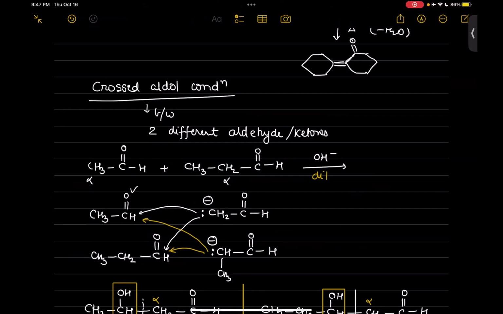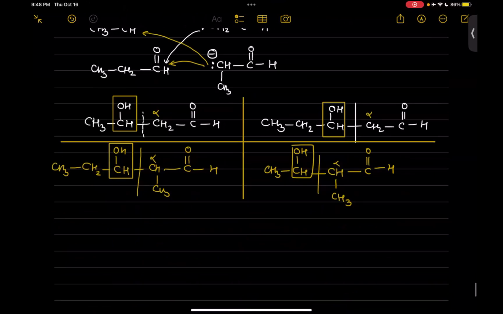Okay. Now, if they give you OH minus dilute, just leave it on the OH. If they give you heat, remove the OH and H. The OH is on the beta carbon. Beta hydroxyaldehydes and ketones are the product of aldol condensation.